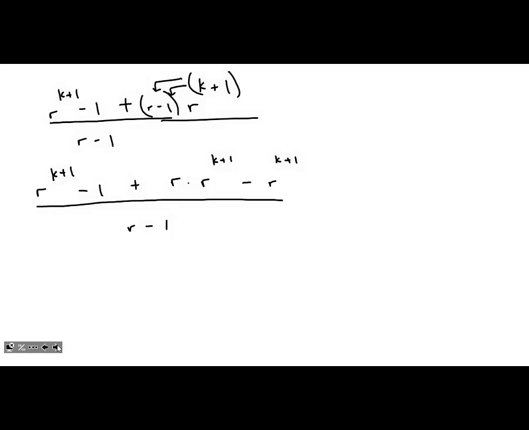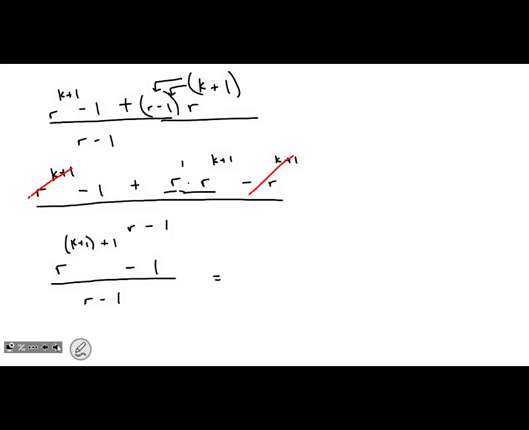Well, if I take a look a little bit in this numerator, this r to the k plus 1 and this negative r to the k plus 1 are going to cancel. For these two that are multiplied together, this is r to the first times r to the k plus 1. So if we remember from algebra, I keep the base and I add the exponents. So this is k plus 1 plus 1. This minus 1 is outside of the exponent over r minus 1.